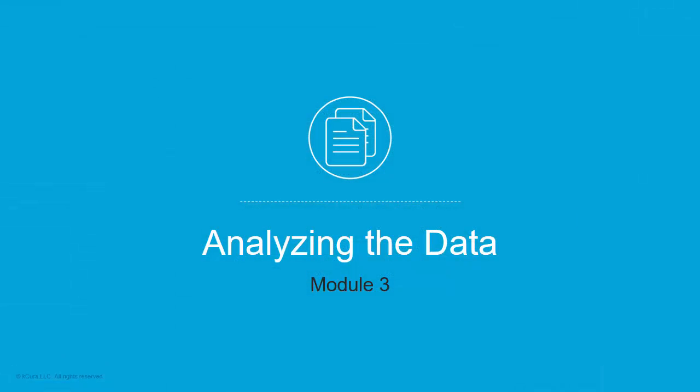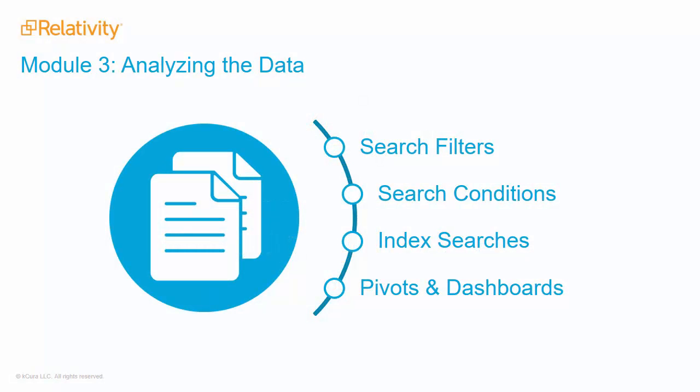This brings us to Module 3, Analyzing the Data. In this module, we'll look at the searching and reporting tools Relativity offers to help you quickly evaluate your data set and cull down the number of documents that you need to review. Let's start with searching.